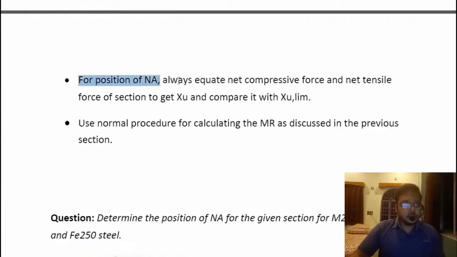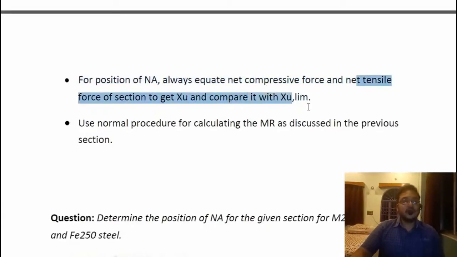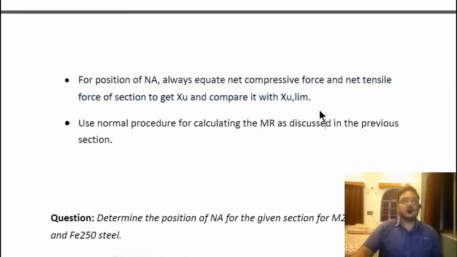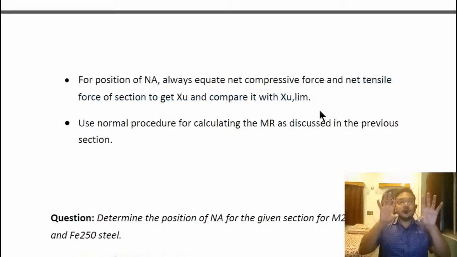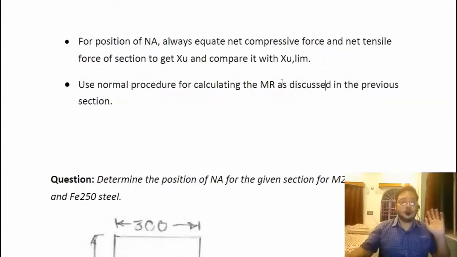For the position of the neutral axis, always equate the net compressive force and the net tensile force of the section to get XU, and compare it with XU limit. So the first thing we are going to do for getting the neutral axis is to equate the compressive force and the net tensile force, get the value of XU, and compare it with the value of XU limit. Then we will determine whether the section is under reinforced or over reinforced, and hence whether it is safe or not.